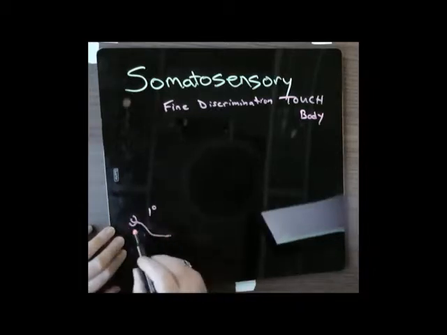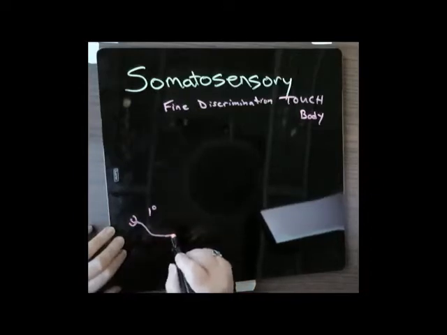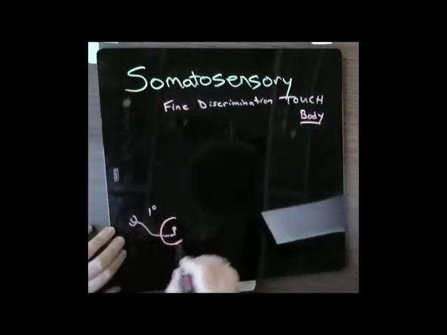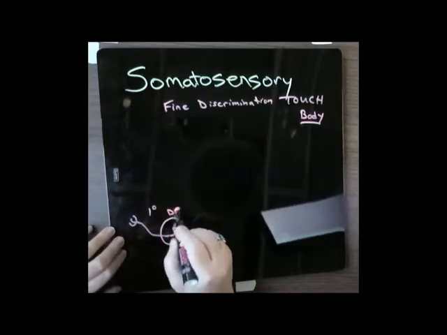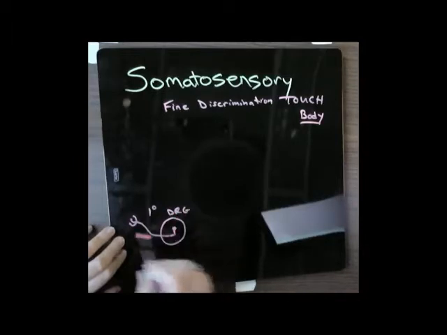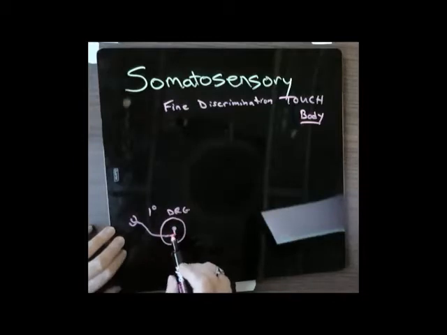Okay, so this is a first order neuron, and the cell body of that first order neuron for information from the body is located in the dorsal root ganglion. This is the DRG. When you hear the word ganglion, you should remember that that's a collection of cell bodies outside of the CNS. So this is the PNS. It's a collection of first order cell bodies, the first neuron in the pathway. And this particular type of neuron is called a pseudo-unipolar neuron. That's the name of the morphology.